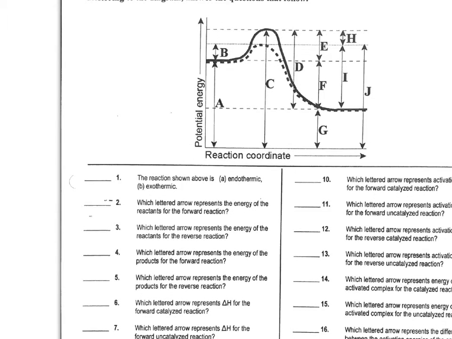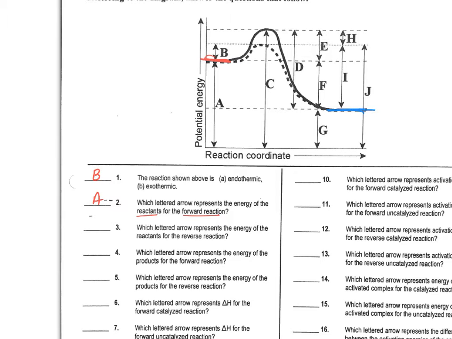The reaction shown above is endothermic or exothermic? Okay, so now we have a bigger downhill, so we have a net output of energy, so that would be exothermic. Which arrow represents the energy of the reactants for the forward reaction? Starting at the left, where our reactants are, the amount of energy they start out with is A.